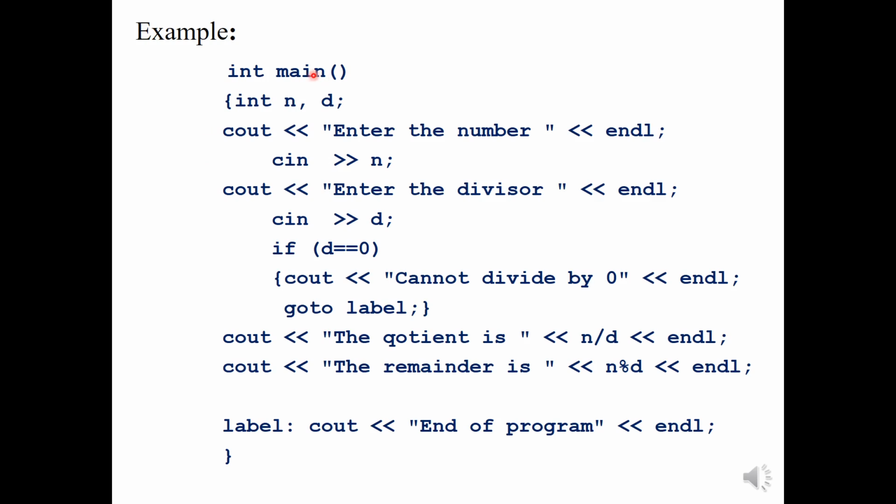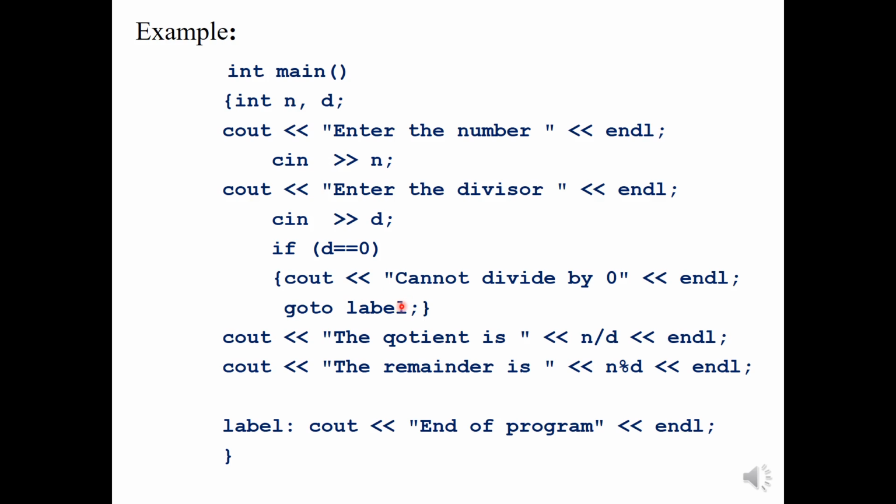You have a main program, you have a couple of integers, you input a number, then your computer asks to enter the divisor, you input a divisor, this is a numerator. Then you say if d is equal to 0, if denominator equals 0, then you cout cannot divide by 0. Then you are saying go to label, which is this, and then since it is cannot divide by 0, end of program. So your program will not go to these statements, it will directly go to label.